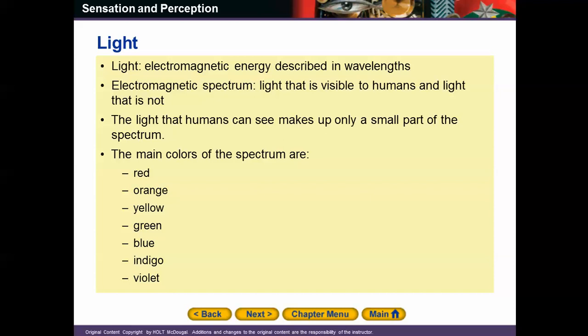Light is actually electromagnetic energy that's described in wavelengths. And the electromagnetic spectrum is light that is visible to humans and light that is not. The light that humans can see makes up only a small part of the spectrum, actually. And the main colors are ROY G. BIV, right there.